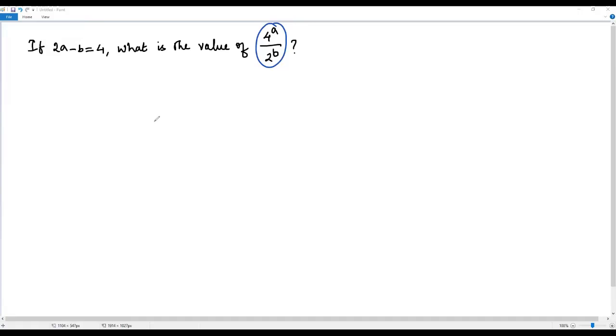Now let me take this expression as it is, that is 4 to the power of a divided by 2 to the power of b. We already know that 4 is a power of 2. That is, this 4 can be written as 2 squared. So already we have exponent a for this 4.